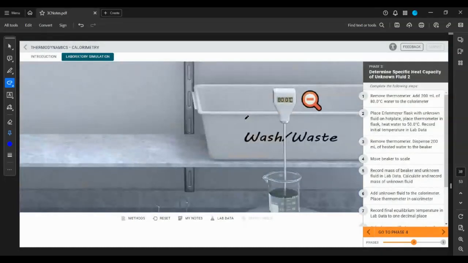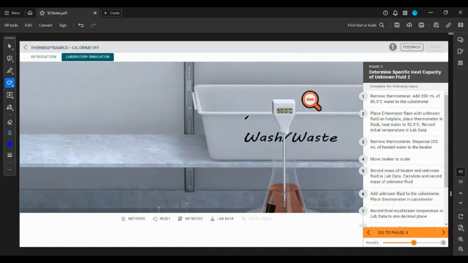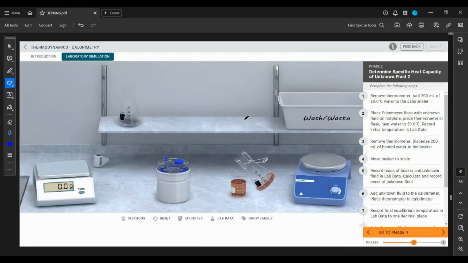All right, so back to this water sample. We've got it at 80 degrees. As I mentioned earlier, we are going to pour it into the calorimeter cup. Then we're going to heat up our unknown sample. So it's red this time because why not? And we're going to 50 degrees. So almost the same as what we did before, just looks red instead of green.